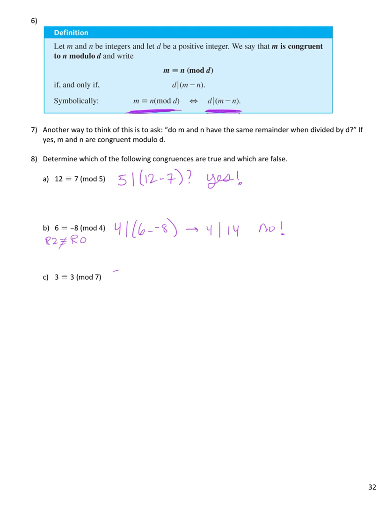And then, is 3 congruent to 3 mod 7? I'm asking, does 7 divide 3 minus 3, or does 7 divide 0? Yes. And we can alternatively say, when you do 3 divided by 7, what's the remainder? 7 goes into 3 0 times with a remainder of 3, and 7 goes into 3 0 times with a remainder of 3. So yes, these are equivalent.